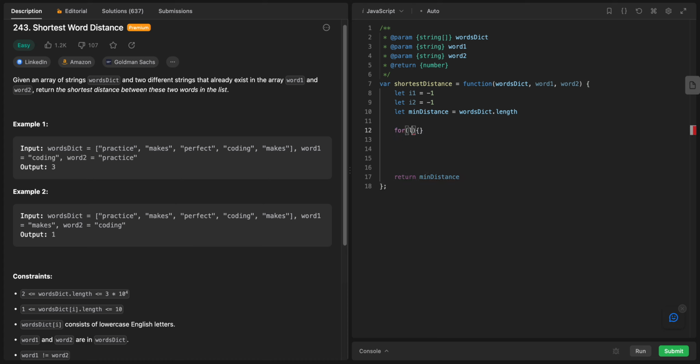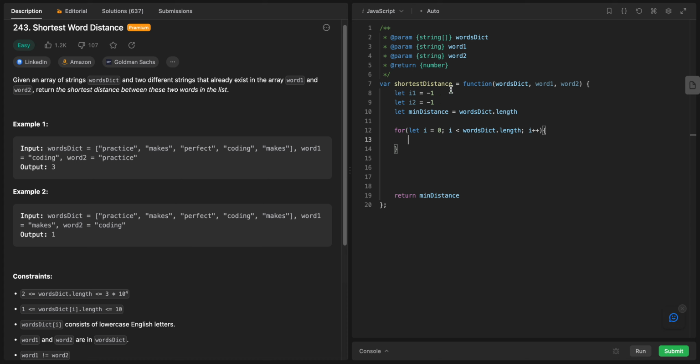Okay, and let's start making a for loop. I will say for let I equals 0, I less than words dot length, I plus plus. I could just call it words. Sorry for my bad English.